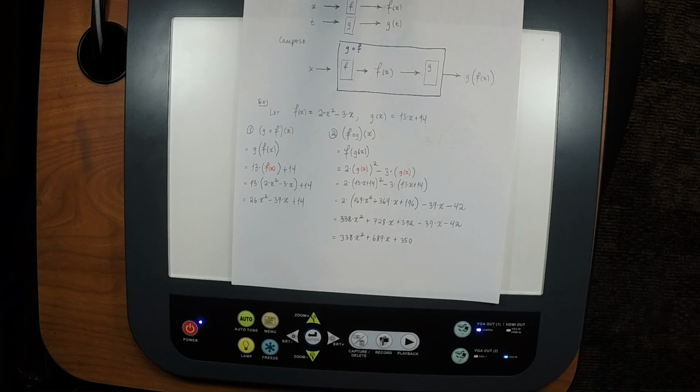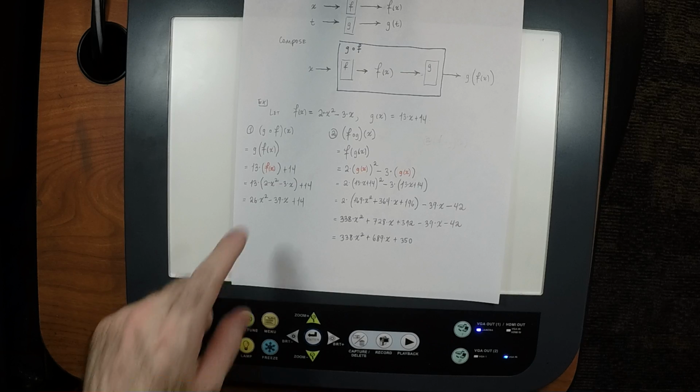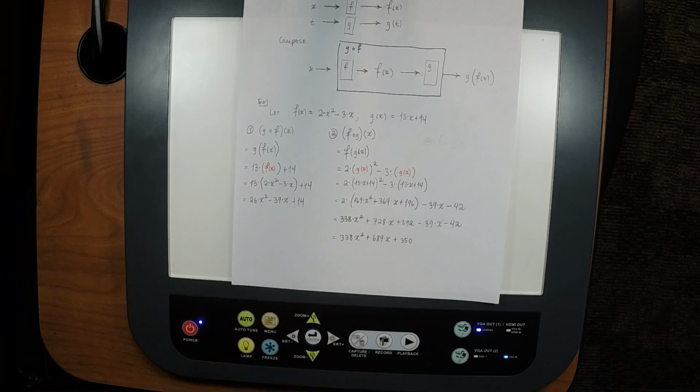So now, let me ask. What's 13 plus 14? 27. How about 14 plus 13? 27, right? So it doesn't matter what order you add numbers in. So we had two functions. We composed them in this order, or we composed them in that order. Is the result the same? It's not the same.